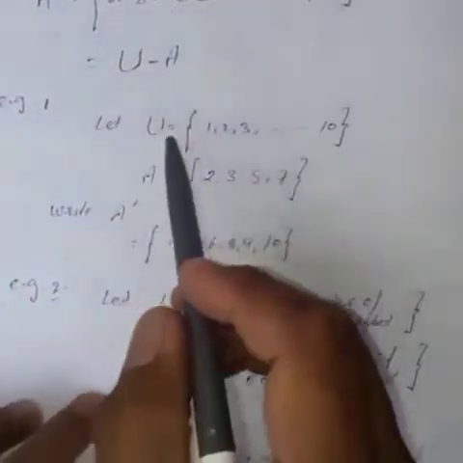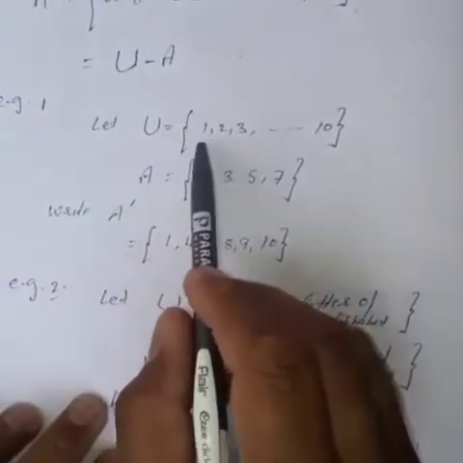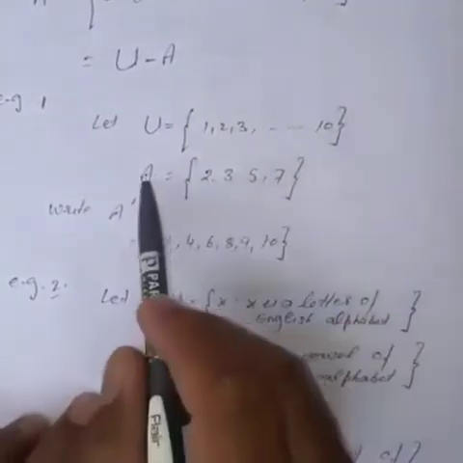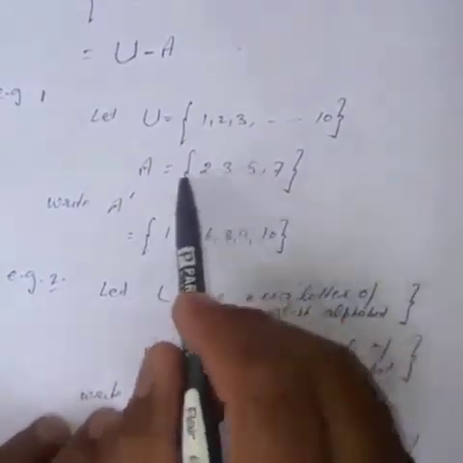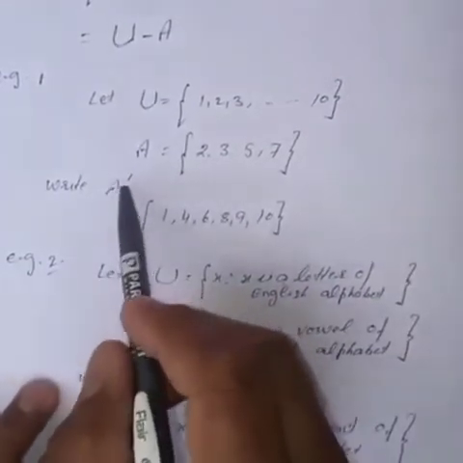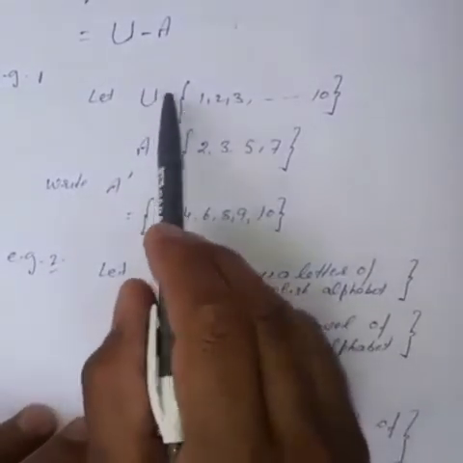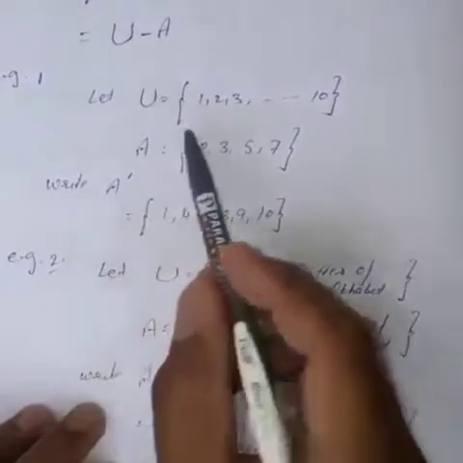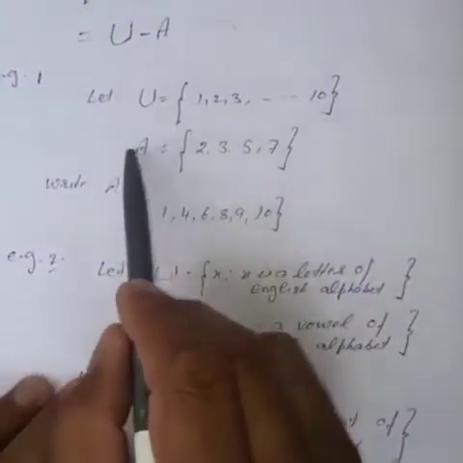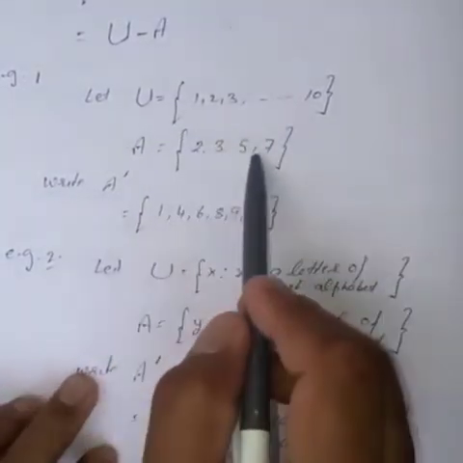To understand this, you consider an example. Let U be a set of elements 1, 2, 3 up to 10. It means first 10 natural numbers. Now let A be a set of elements containing 2, 3, 5 and 7. Now we want to write down complement of A. It means this time you will write down U minus A. You can understand in this way: write down all elements of U except the elements of A. It means write down the remaining elements except these elements.